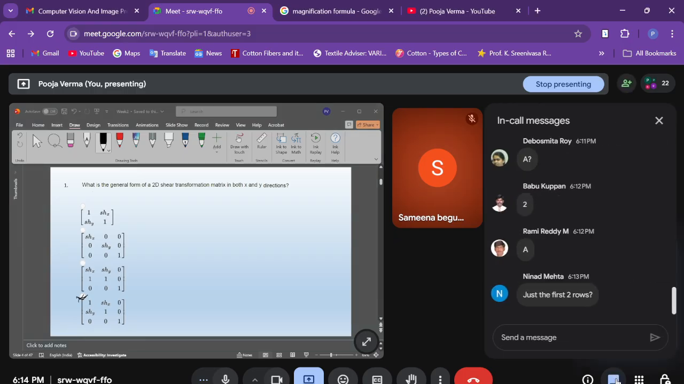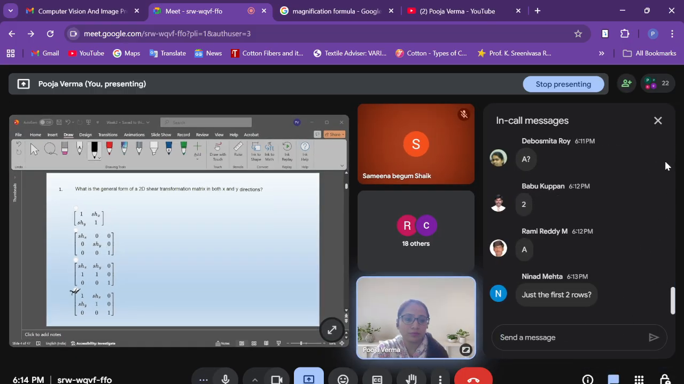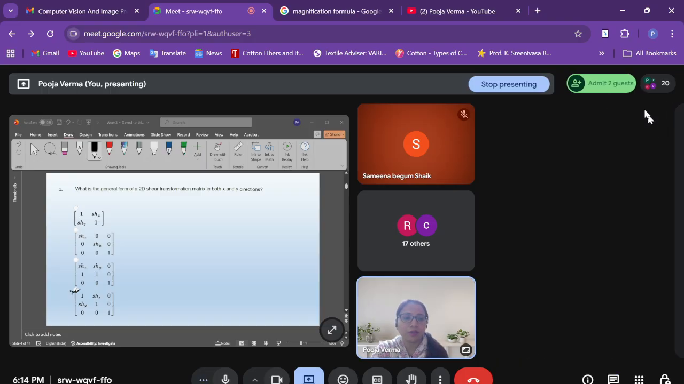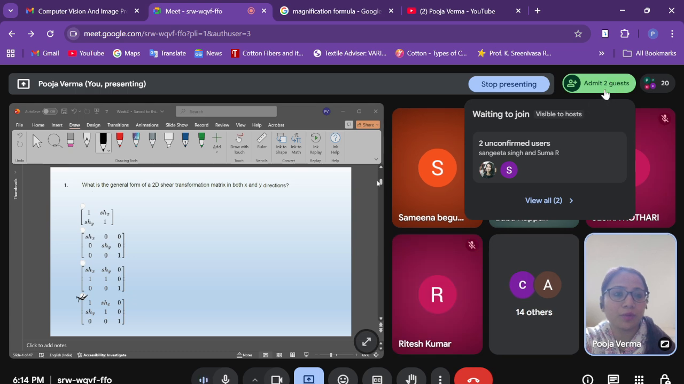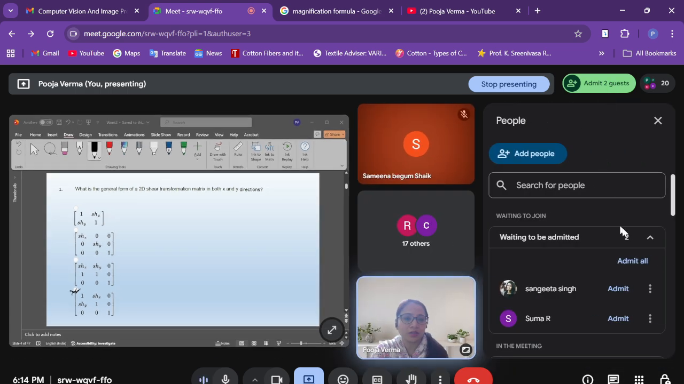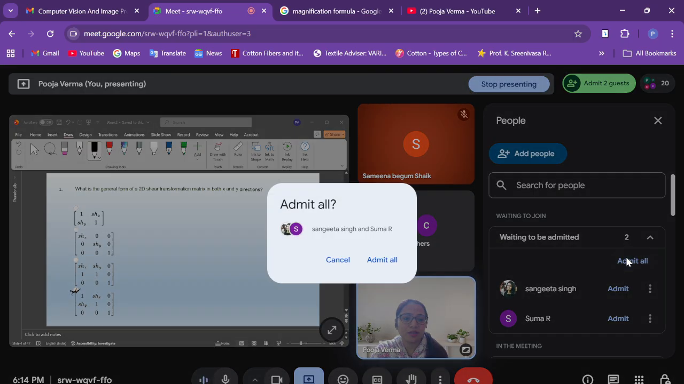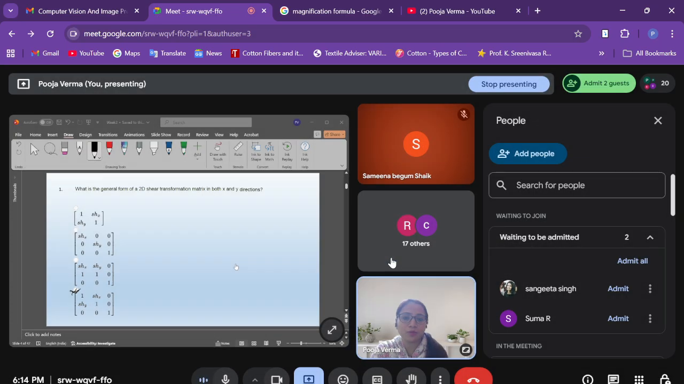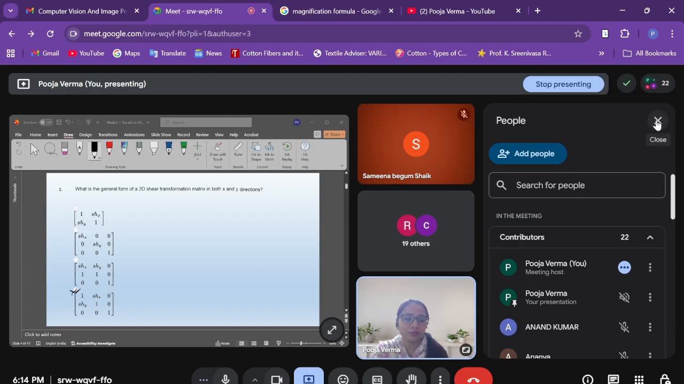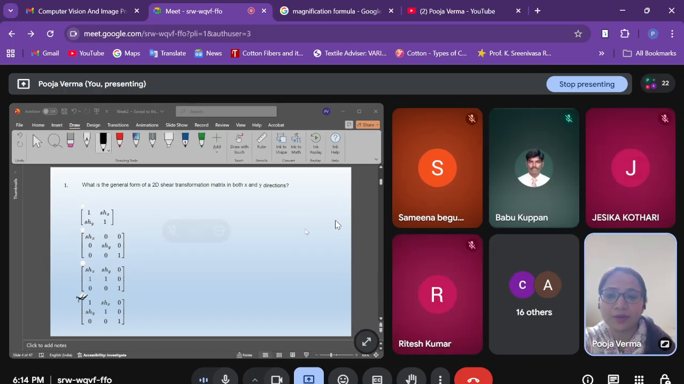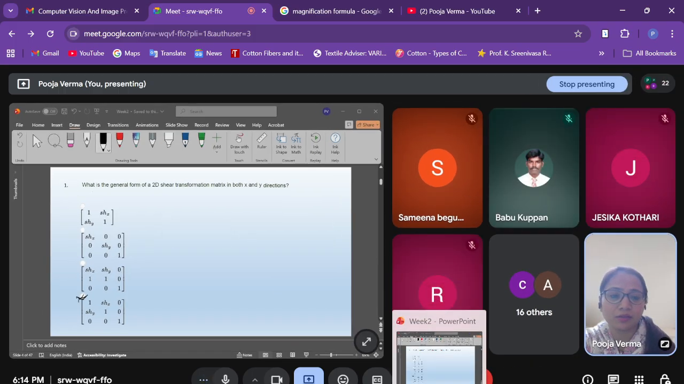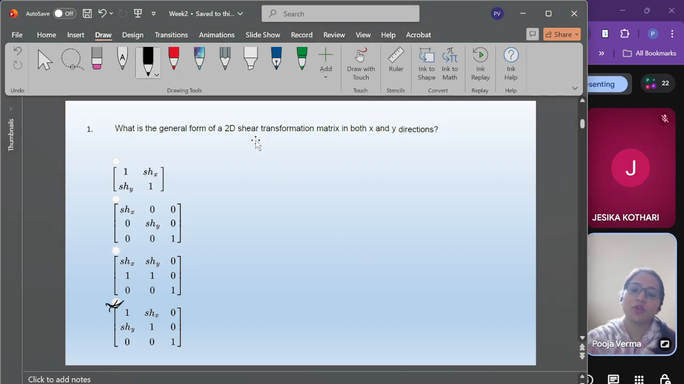Is it fine? For 2D, when we solve the problem, it depends on whether they are asking for the homogeneous or non-homogeneous form. Most of the time, in this type of MCQ question, we represent it in the homogeneous form only, as it is the general form.